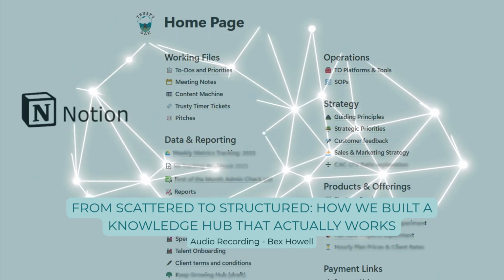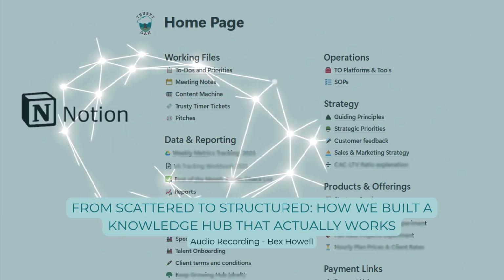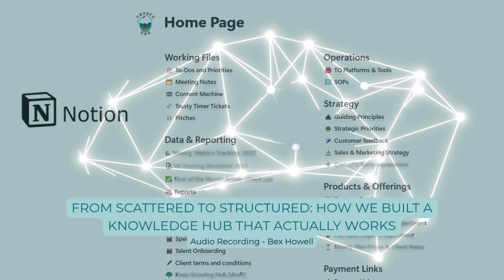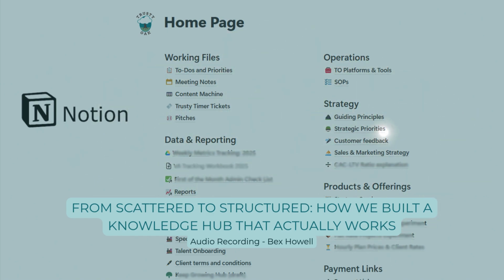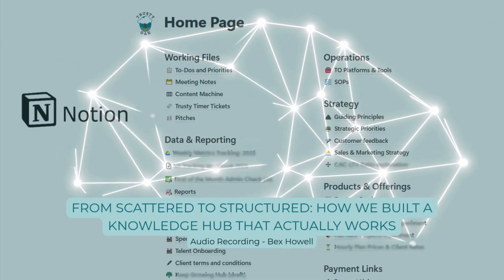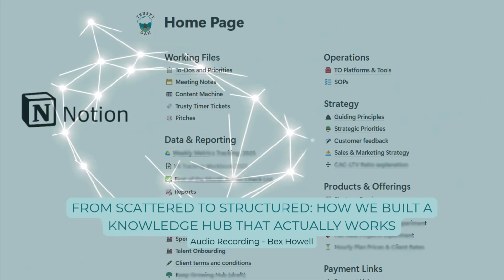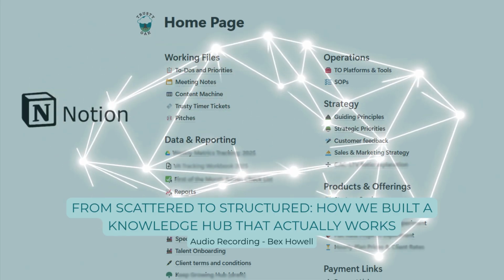Now let me show you how we've structured our shared brain. We've organized our homepage into clear functional areas: working files for day-to-day essentials, data and reporting for metrics and client success, talent resources for our VA team, strategy for the big picture stuff, products and offerings for what we sell, and operations for how we run.